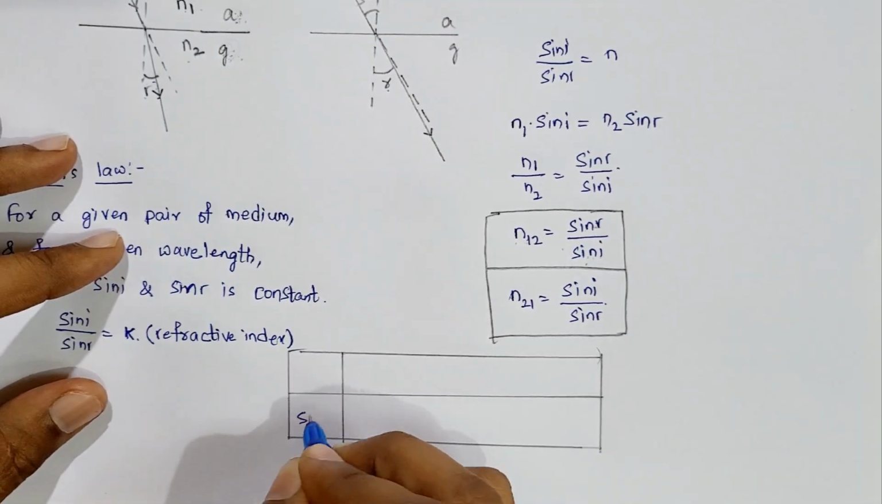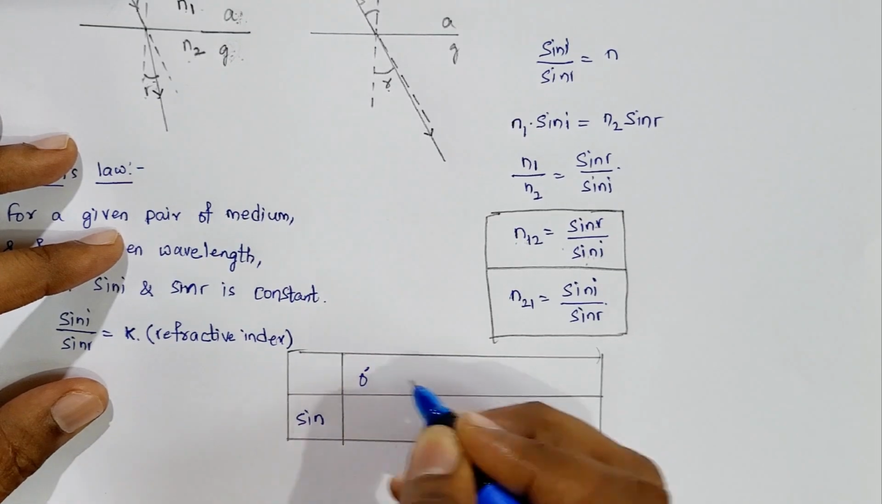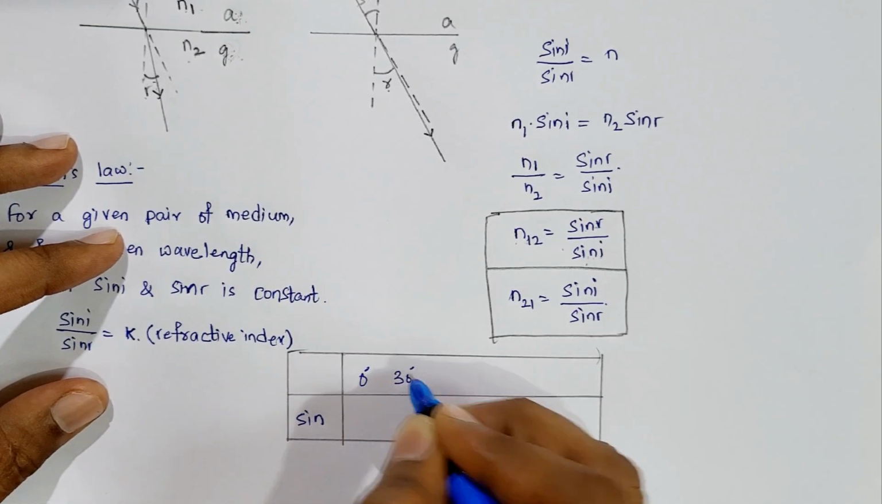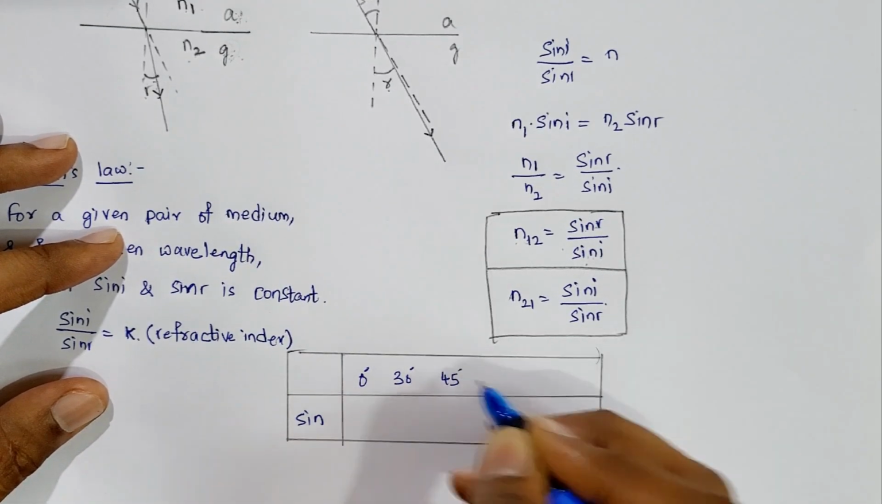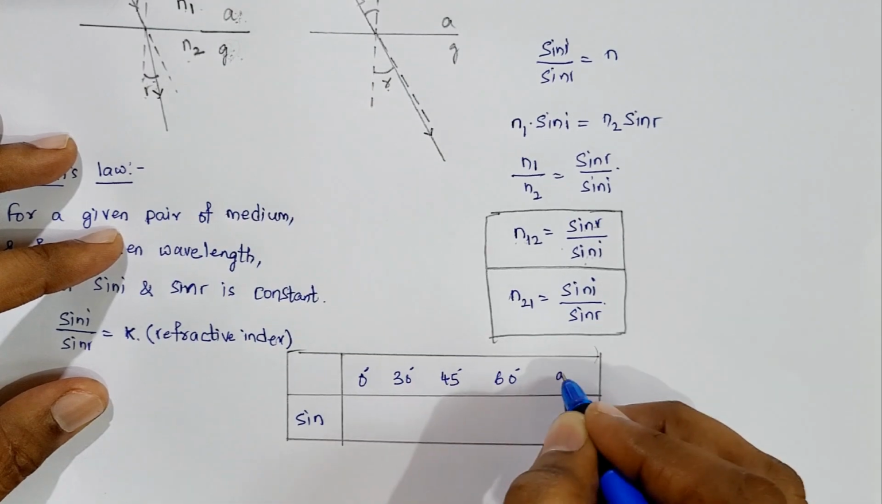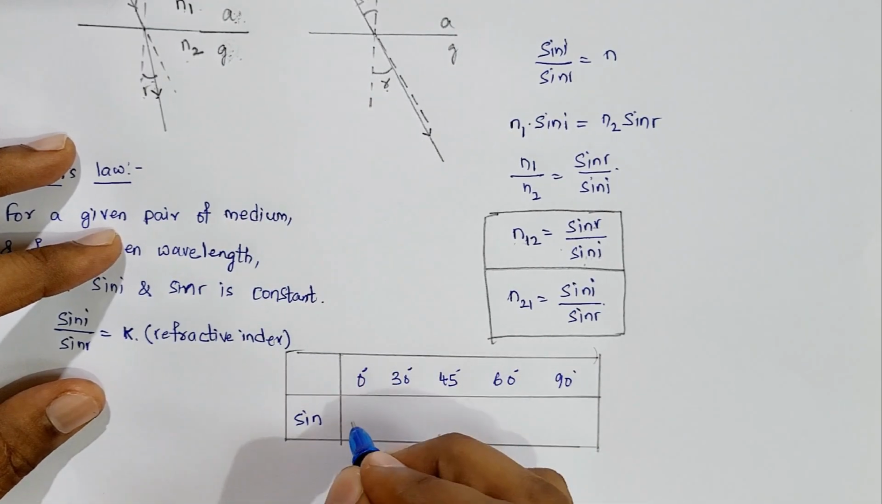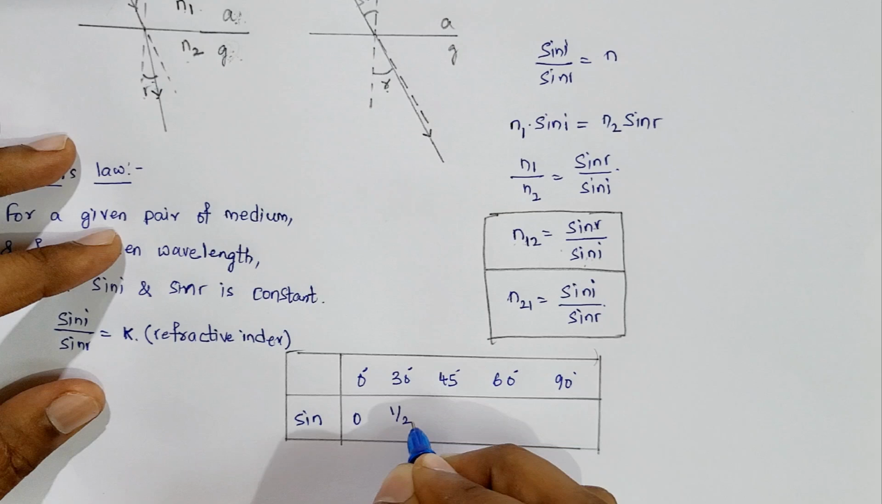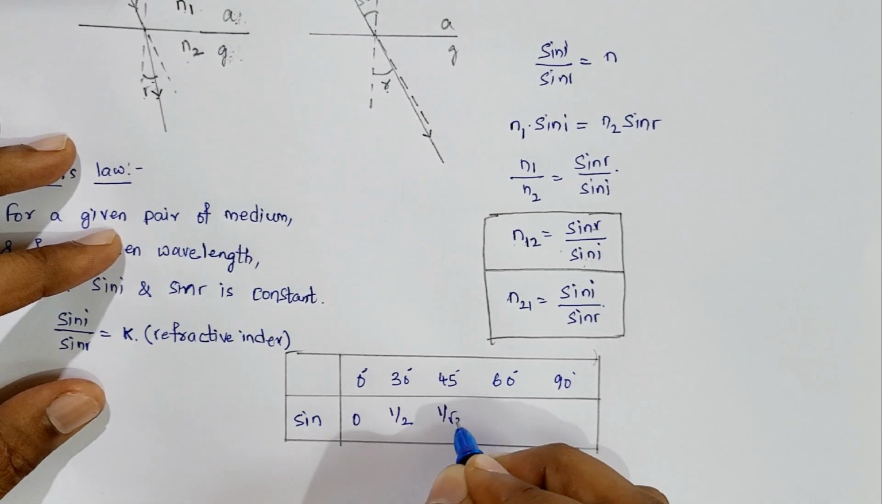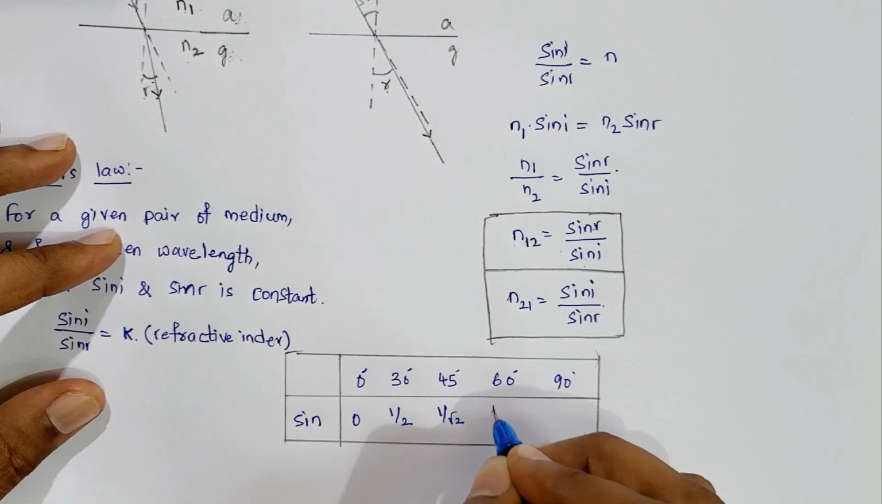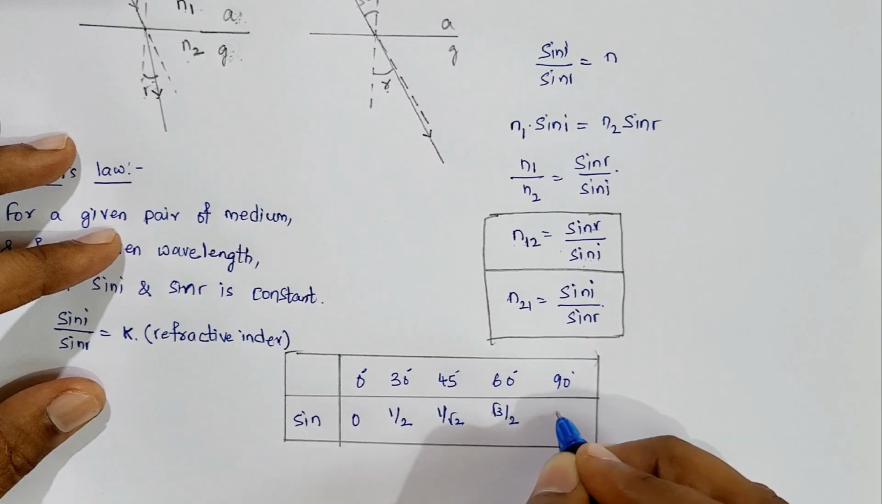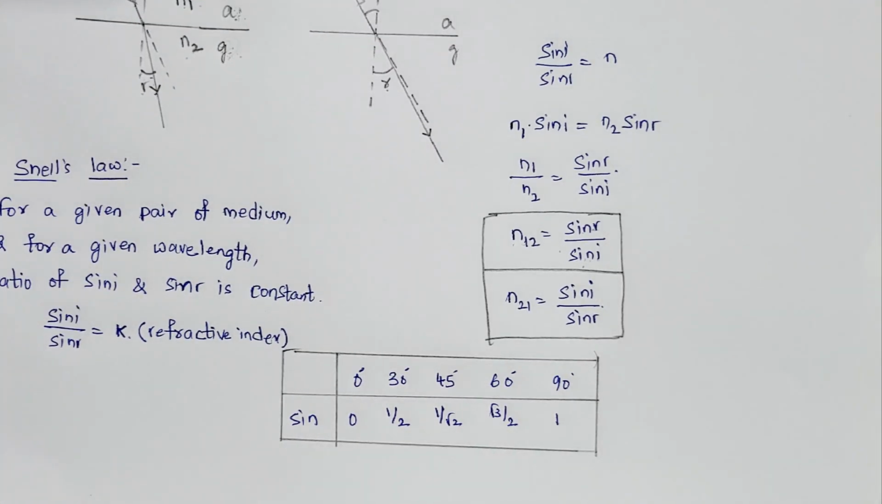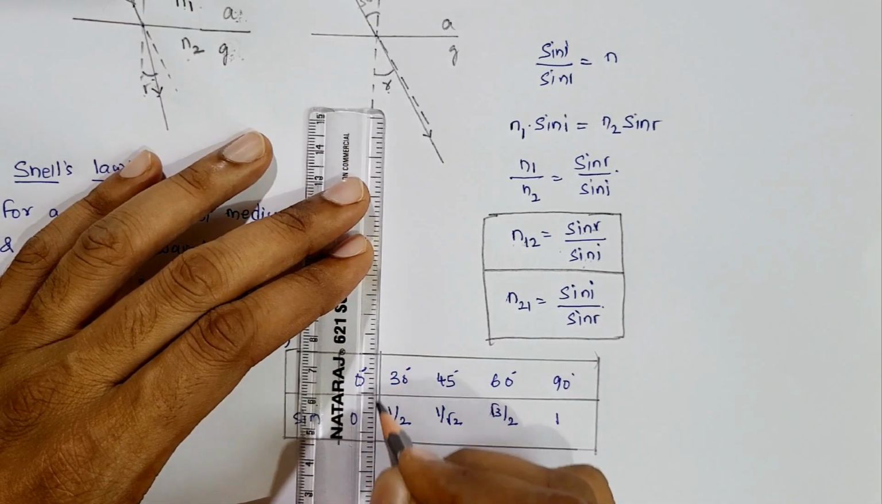Sin 0 degrees, 30 degrees, 45 degrees, 60 degrees, 90 degrees. Sin 0 will be 0, sin 30 will be 1 by 2, sin 45 will be 1 by root 2, sin 60 will be root 3 by 2, sin 90 will be 1. So these values you must have in your mind.